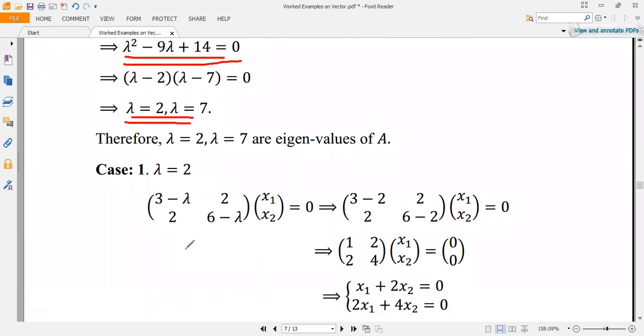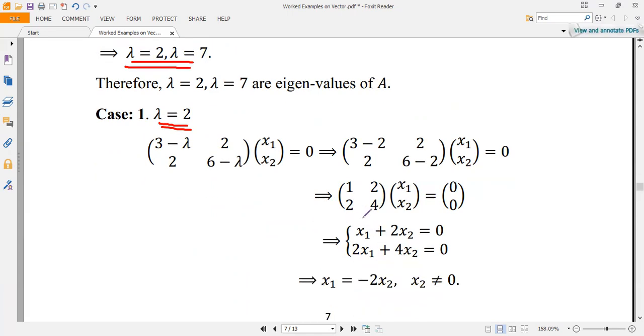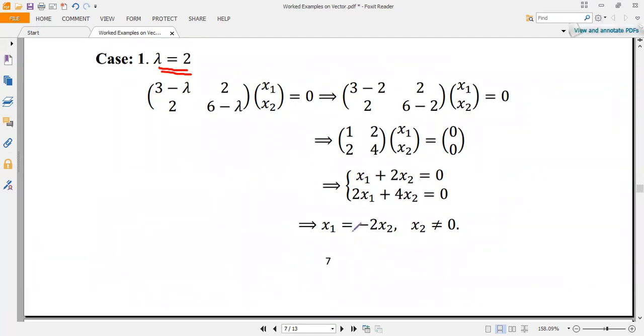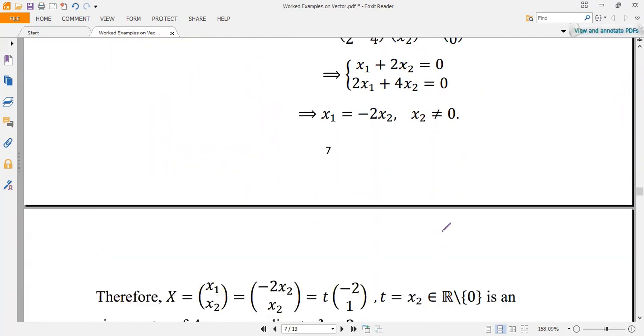So let's find the corresponding eigenvectors. The matrix 3 minus lambda, 2, 2, 6 minus lambda, times x1, x2 is equal to 0. Substituting the lambda value 2, we get 3 minus 2, 2, 2, 6 minus 2, which is 1, 2, 2, 4, times x1, x2 equal to 0. Multiplying the matrix with the column vector, you get x1 plus 2x2 is equal to 0, and 2x1 plus 4x2 is equal to 0. Clearly, when we multiply the first equation by 2, you get the second equation, so x1 is equal to minus 2x2, and x2 is different from 0.